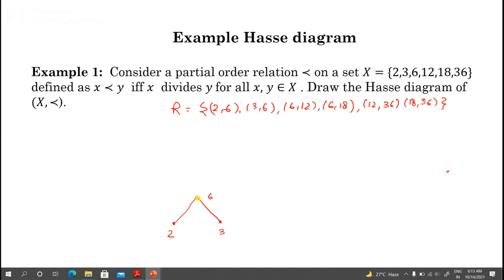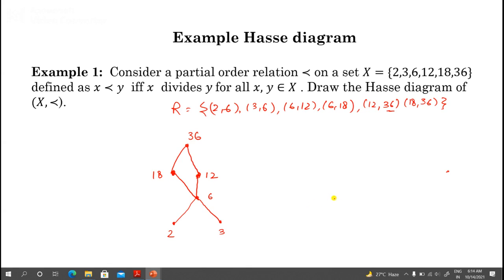Now look at this. 2 3, 2 6, 3 6. Now 12 is a cover of 6, so write it 6 12, and 18 is a cover of 6 also, so you can write 6 18. So covers of 6 are two elements, one is 12 and one is 18. Now look at this. 36 is a cover of 12 as well as 18, so you can write it in this way. So 36 is a cover of 12 and 18 both.